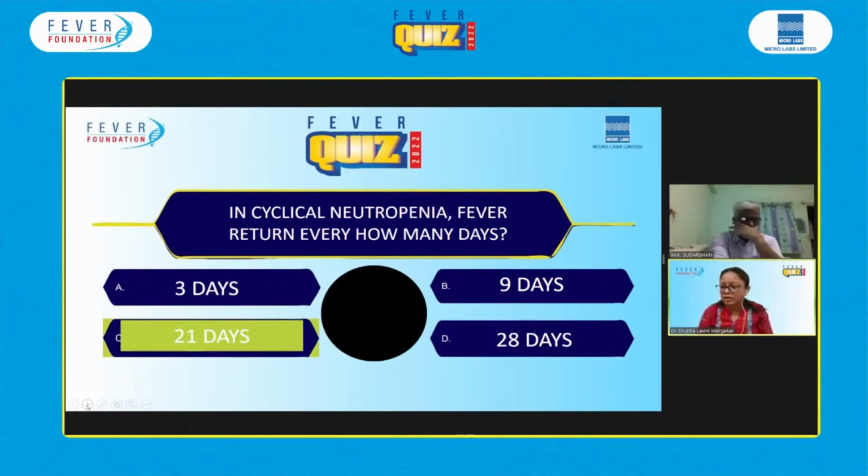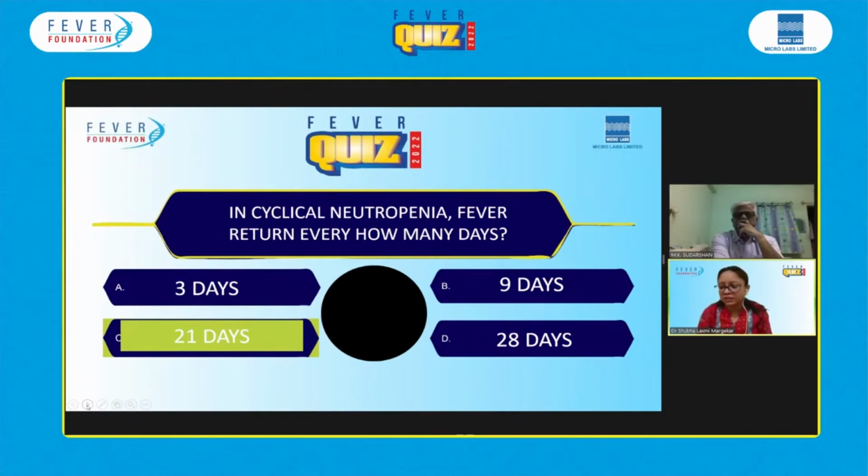It is a rare hematological disorder or condition which is characterized by regular fluctuation of neutropenia or neutrophil levels, which is seen every 21 days. So once neutropenia is there, the patient will have fever. So the question is that fever returns every 21 days because of this neutropenia only.